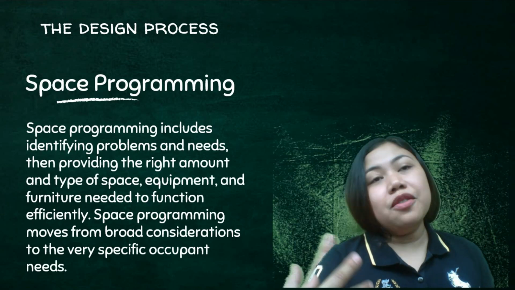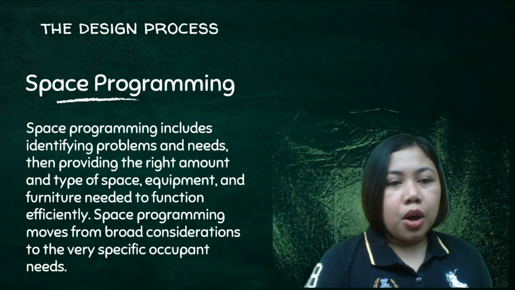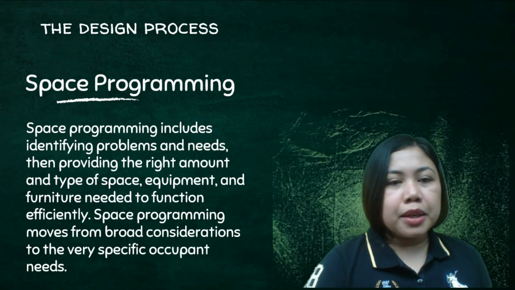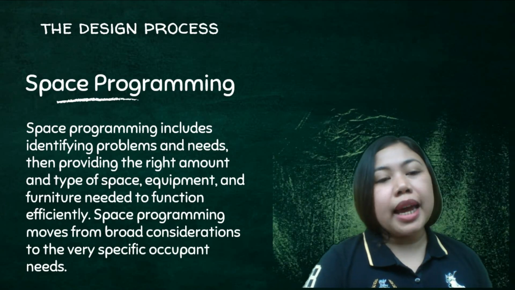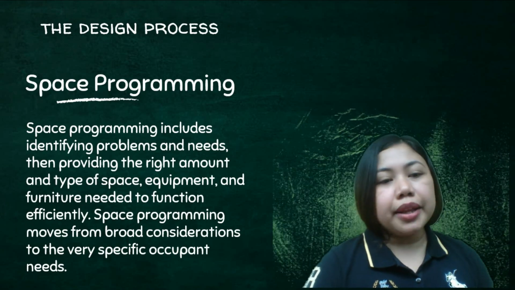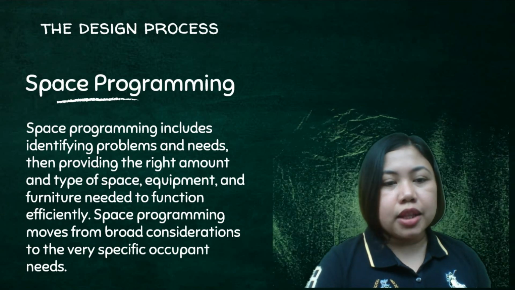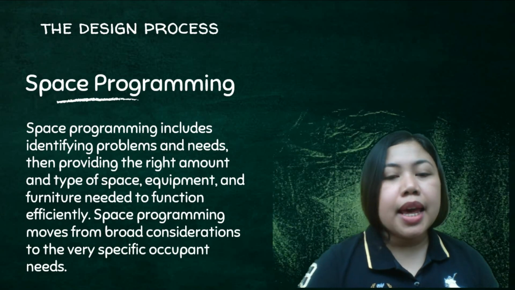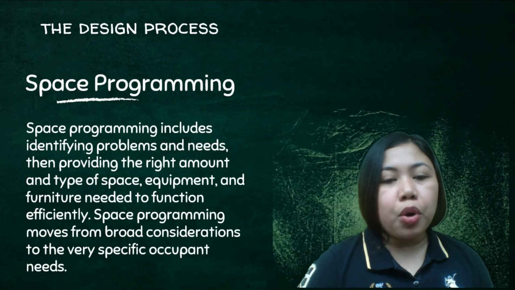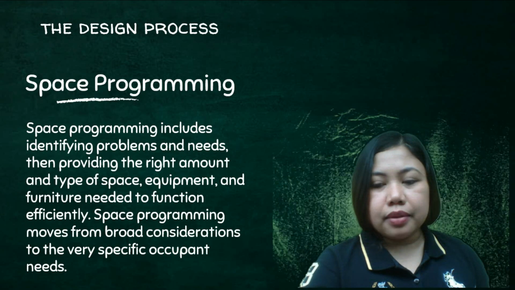So you have that information from the research. You are now in space programming. This includes identifying problems and needs, then providing the right amount and type of space, equipment, and furniture needed to function efficiently. Space programming moves from broad consideration to the very specific occupant needs.